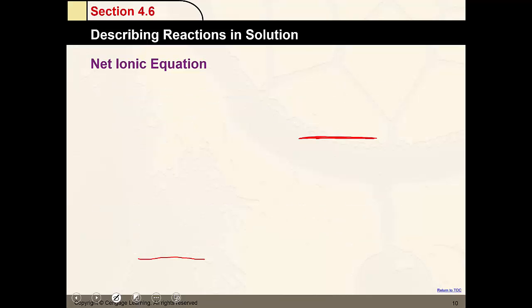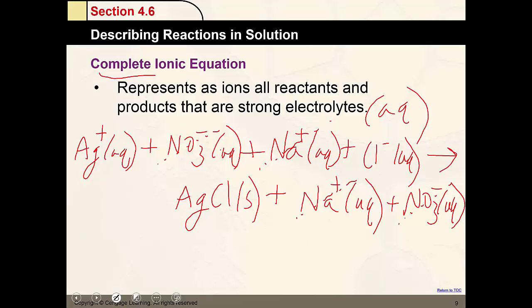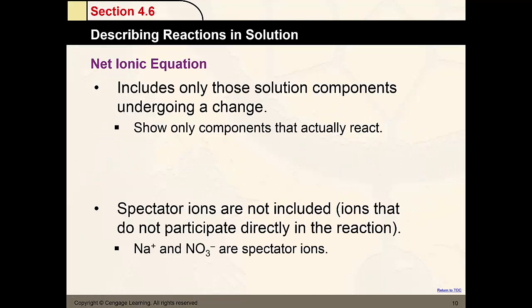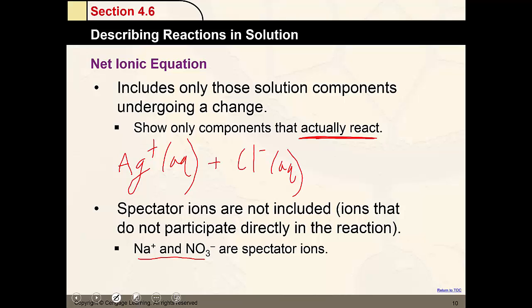So now for writing the net ionic equation, we literally just rewrite everything we have not crossed out. So the only species that are left here are the reactants, Ag+, the silver ion, and the chloride ion. And the only product that's left is AgCl as a solid.